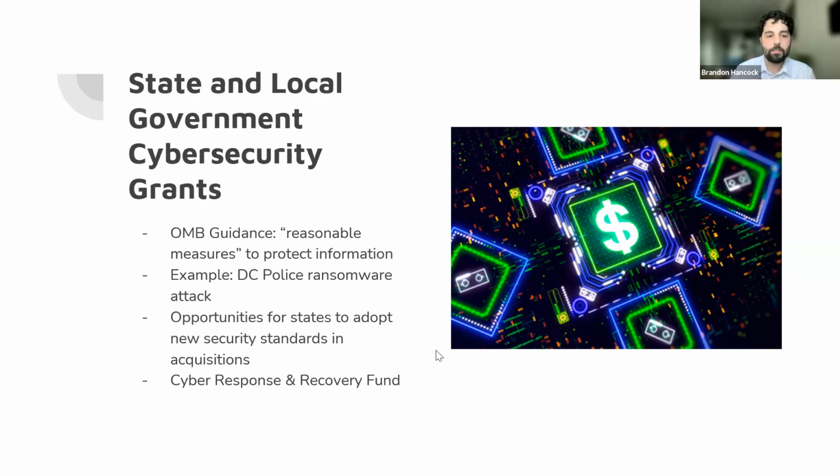And so you have an example here just showing what's happening at the state and local level. There's been a bunch of different hacks, ransomware attacks and just breaches. One that happened was at the DC Police Department. They had a breach, and it was a ransomware attack. It froze up several of their very significant, important systems, and the ransomware developers essentially demanded some millions of dollars and froze up the police system.